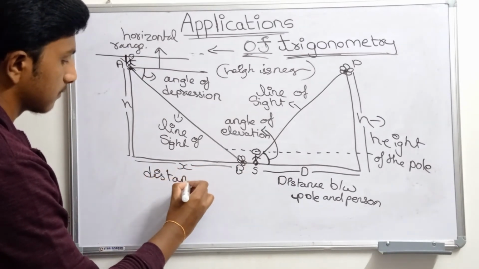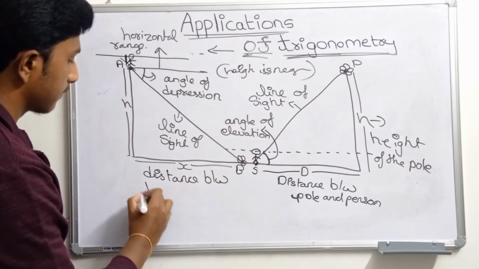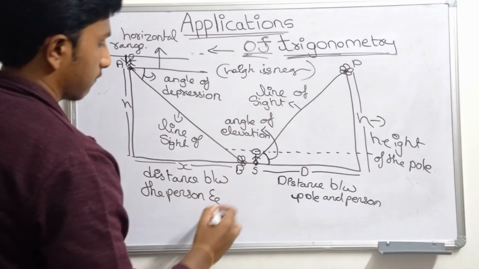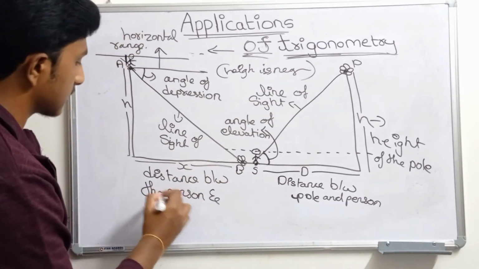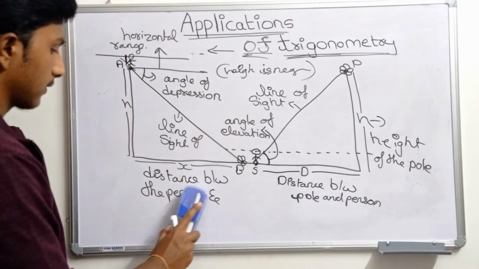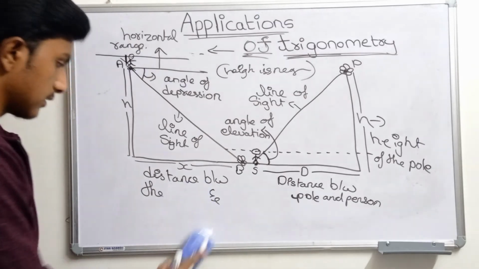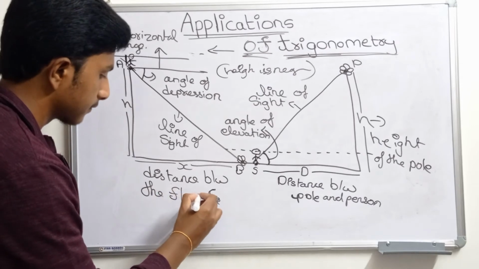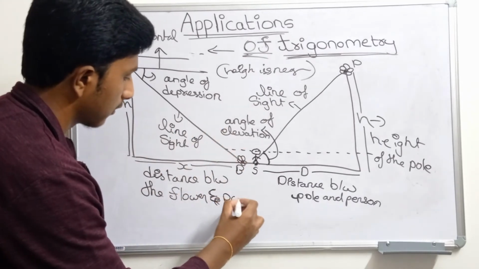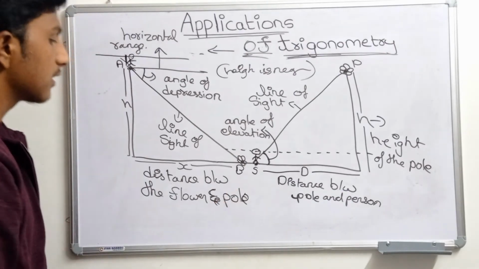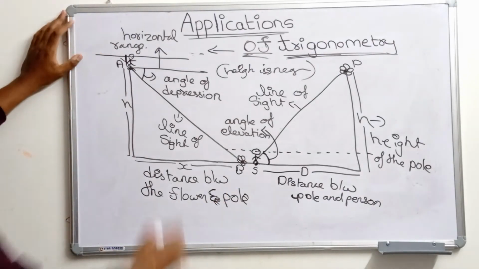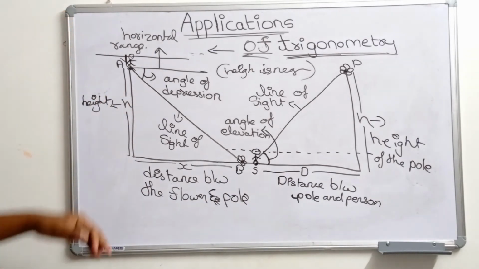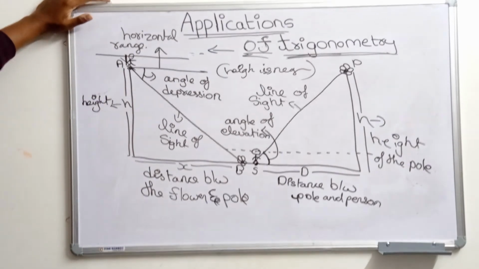This is considered as the distance between the flower, guys, not the person. Sorry. This is considered as the distance between the flower and pole. Okay, this is the height. This is considered as the height of the pole. Okay guys, this is the complete diagram here.